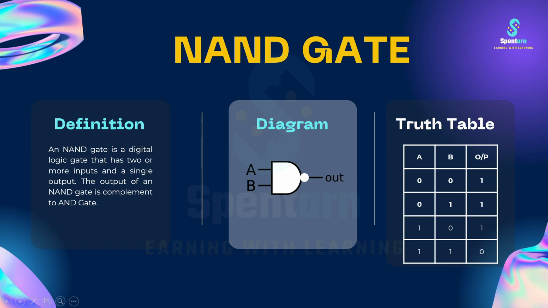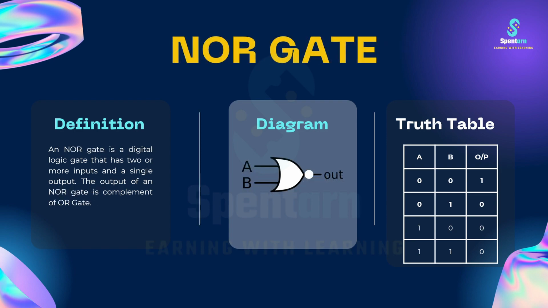AND plus NOT will give us the NAND gate. Similarly, we have this NOR gate. If I add the NOT gate in front of the OR gate, then it becomes a NOR gate. So it is the complement of the OR gate. This is its diagram. I am just drawing the OR gate, and in front we have this bubble.